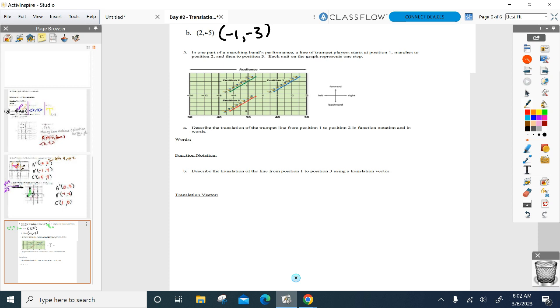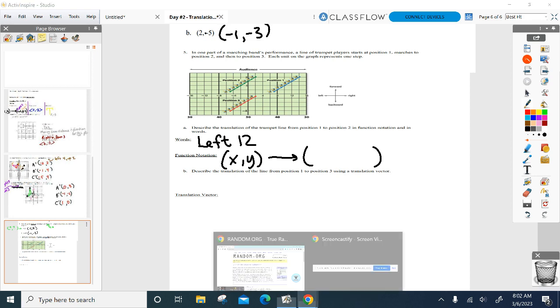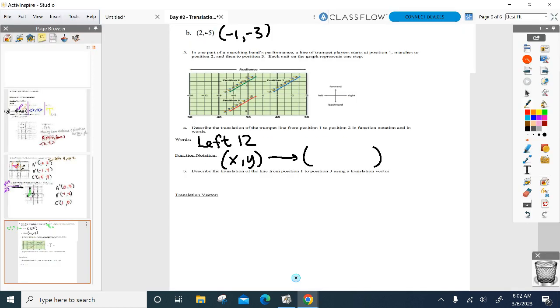Left 6. Now, what did we just talk about, though? You might have counted 6, but it's left 12, right? And everyone notice we're not going up or down any. We go left 12, we land right on 2. So that's it. No up or down, just left 12. Ready? Function notation. Look back at the beginning of your notes if you need to. X comma Y goes to, now tell me what's happening. Left 12. What am I going to put with the X if I go left 12? Minus. So X minus 12.